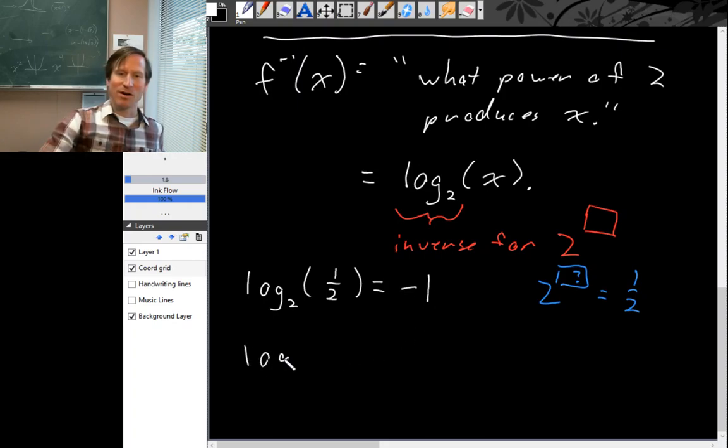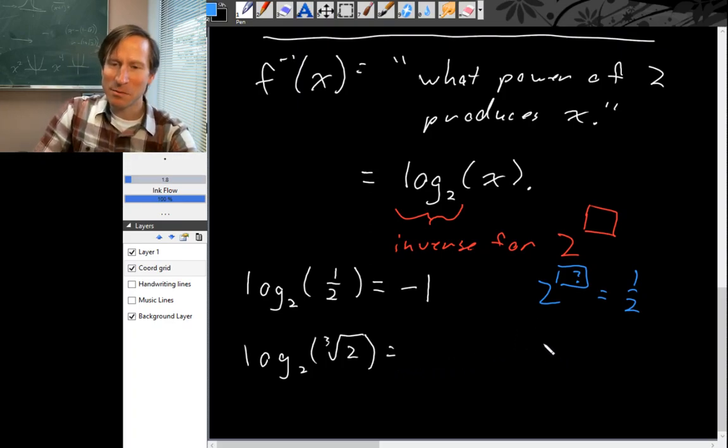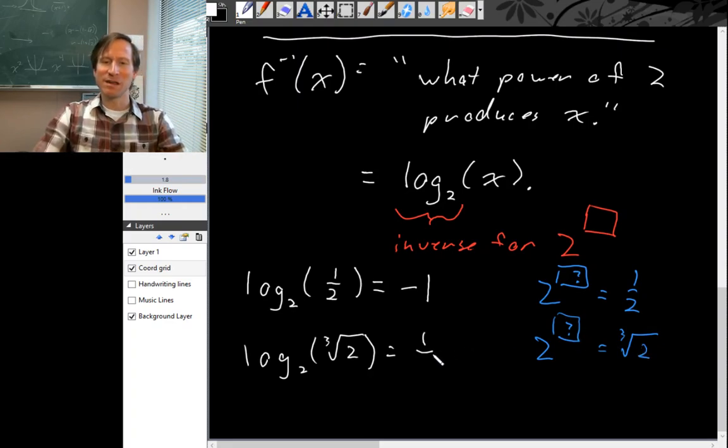How about log base 2 of the cubed root of 2? So again, think about 2 to what power would produce the cubed root of 2? Well, a cubed root is a 1/3 power, so the power would be a third. Okay, so really what this log base 2 is doing is it's extracting the exponent that you would need to put on 2.